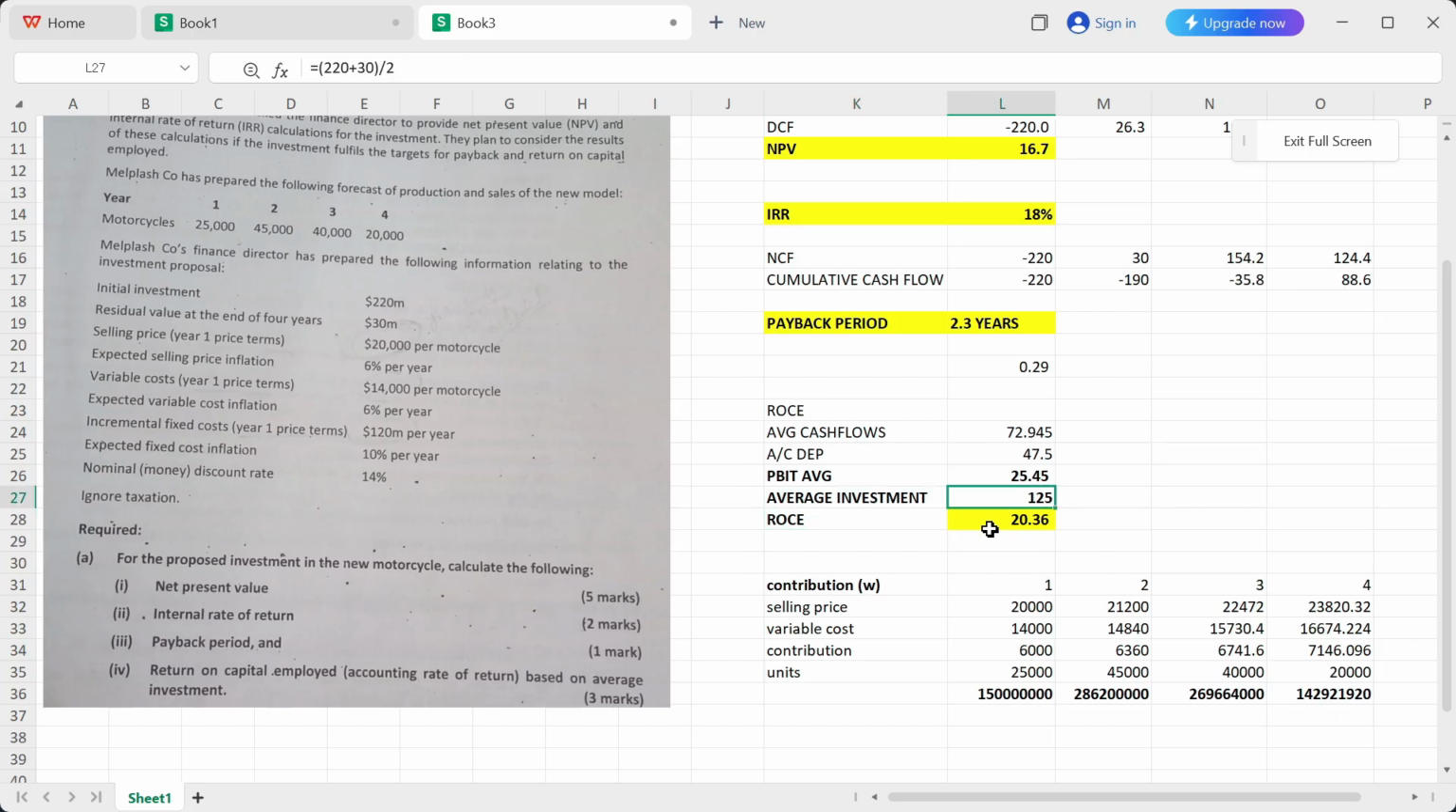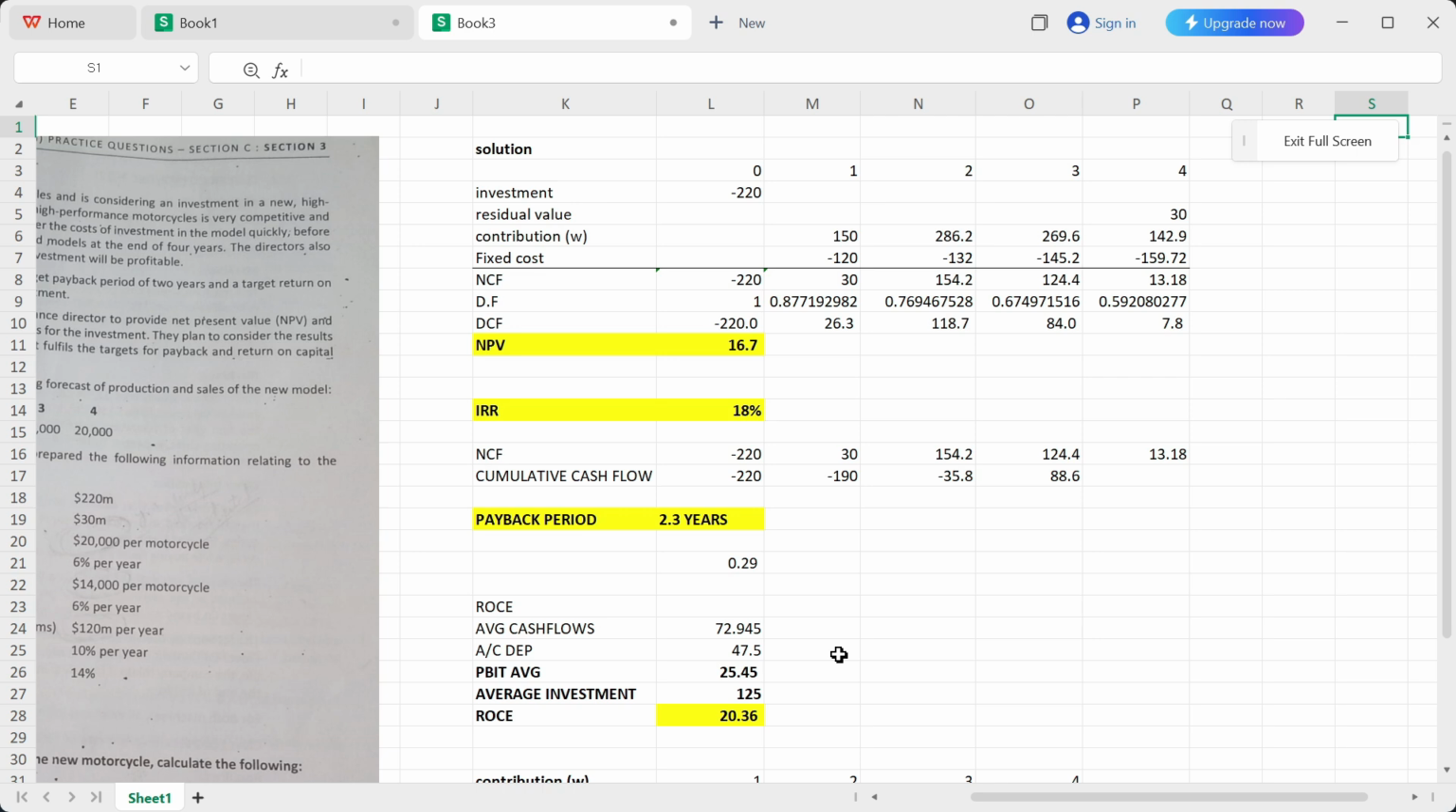But since in this case they have already asked us to calculate it all based on the average investment, we have done exactly that. First of all, we calculated the average investment, and then we divided our PBIT average by the average investment to get our ROCE. So here's a complete overview of the solution of this question, and with that, the objective of today's class has been met.